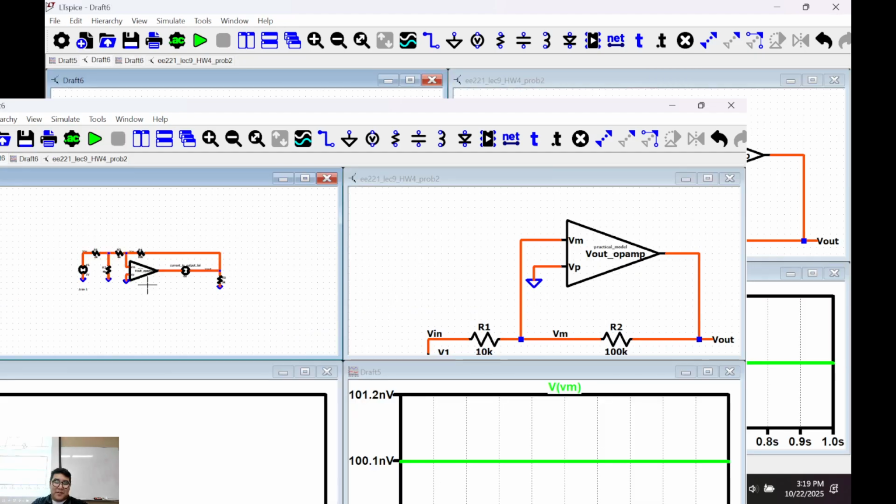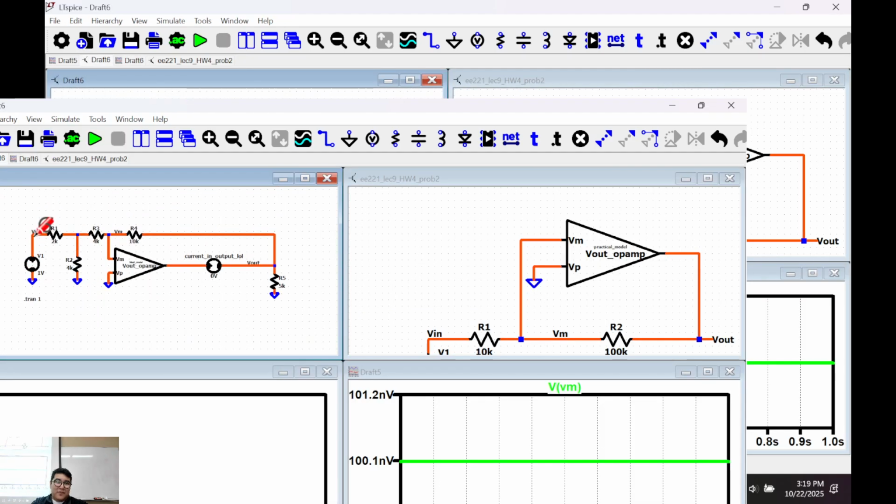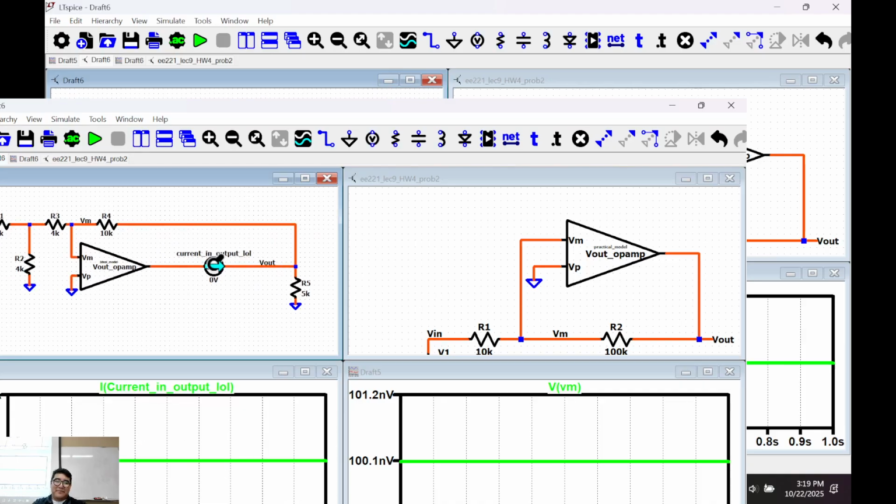Run this. There we go. VN is 1 volt. V out is minus 1.25. Is that good? What's the current? Minus 375 microamps, or minus 0.375 milliamps. Is that what you guys got? No? Well, what happened?